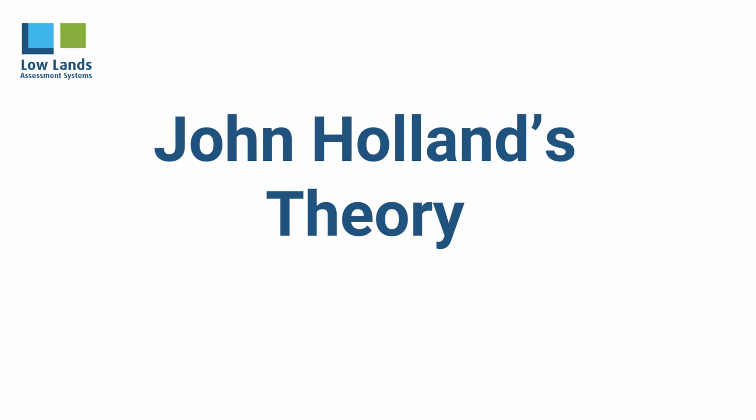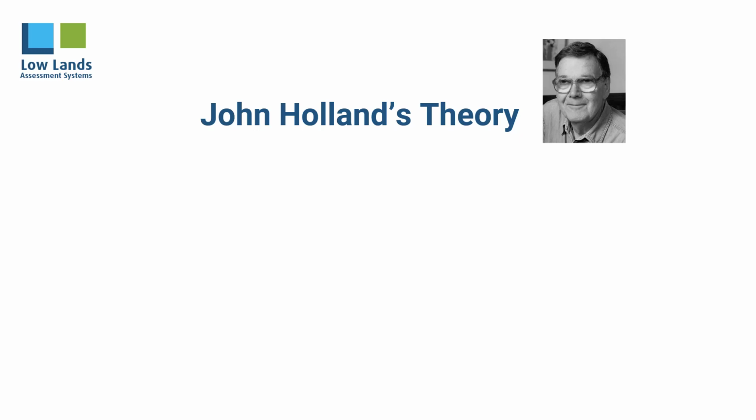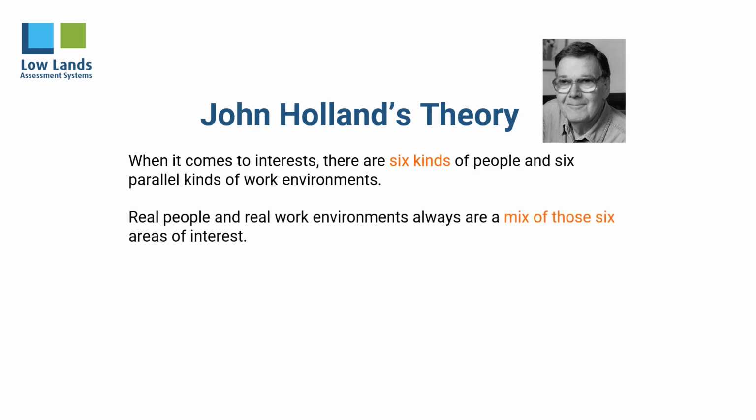I am Sjoerd and this is a short introduction to John Holland's theory of occupational interests. John Holland's theory can be summarized in 4 sentences. When it comes to interests, there are 6 kinds of people and 6 parallel kinds of work environments. Real people and real work settings are always a mix of those 6 areas of interest.